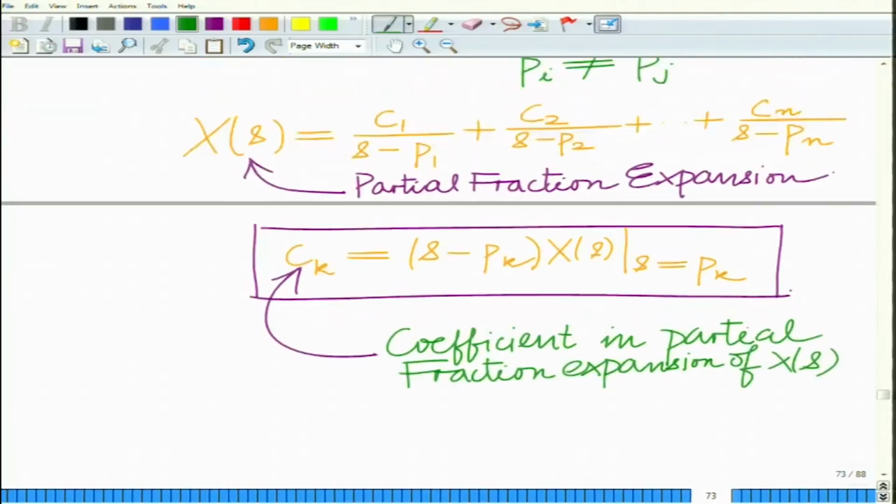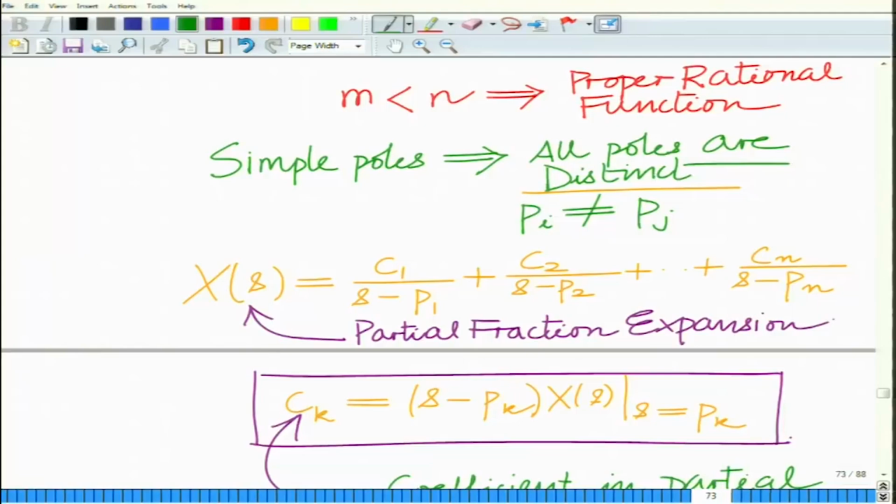Okay. So what we have is a partial fraction expansion for the case where m is less than n, that is, the degree of the numerator polynomial is strictly lower than the degree of the denominator polynomial. Xs is a proper rational function. In this case, when expressed using its partial fraction expansion, that is the sum C1 by S minus P1 plus C2 by S minus P2 and so on, the coefficient Ck of the kth term is given as S minus Pk times Xs evaluated at the pole S equals Pk. All the poles are assumed to be simple, that is, there are no repeated poles. So all the poles are distinct, Pi not equal to Pj.